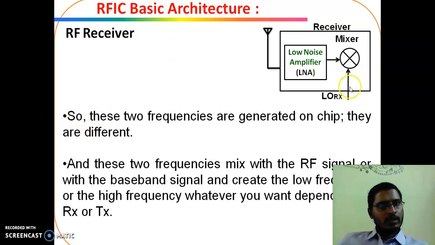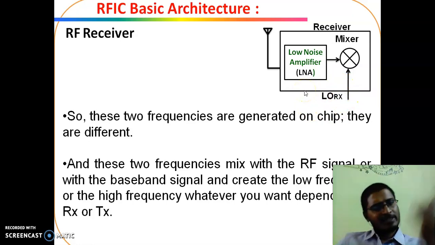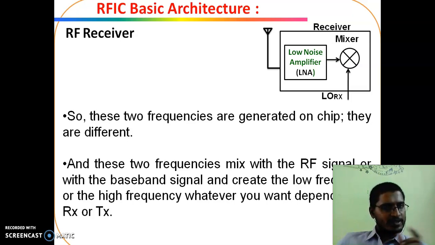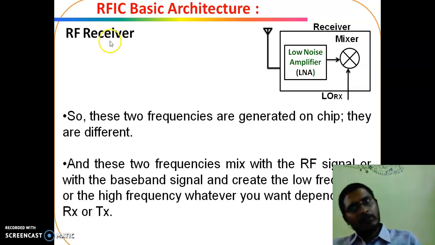Here, the local oscillator signal for the receiver and the local signal for the transmitter are generated on chip, and they are different. That will create some problem. So to get both signals, the local oscillator of the receiver and the local oscillator of the transmitter have the same frequency, and that is also matched to the baseband signal. That is done with the help of a frequency synthesizer.